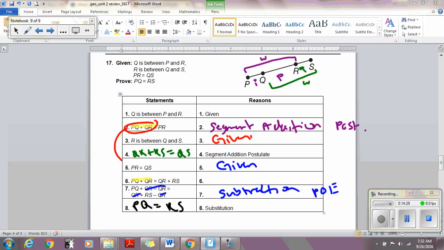In statement 5, we said PR was equal to QS. So we are replacing PR with PQ plus QR on the left side right here. So since we are replacing, we're using substitution.